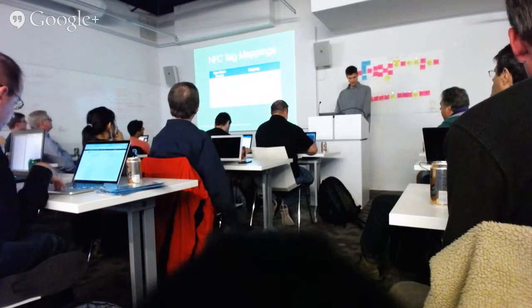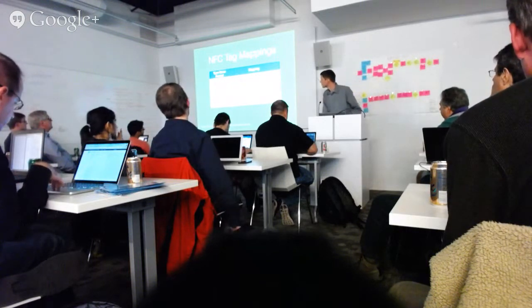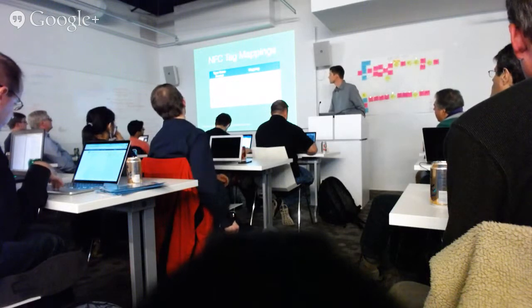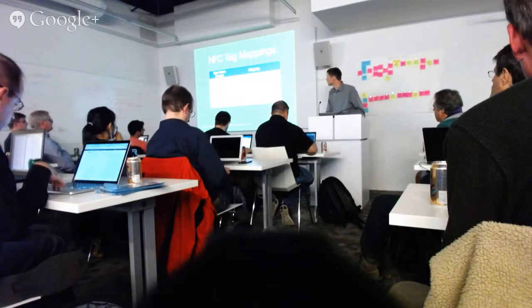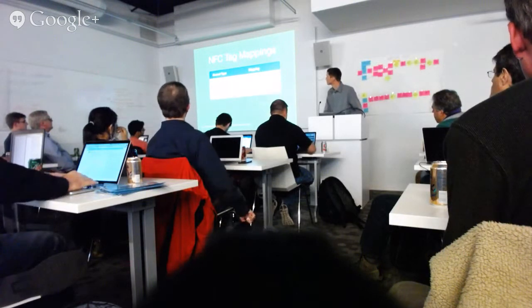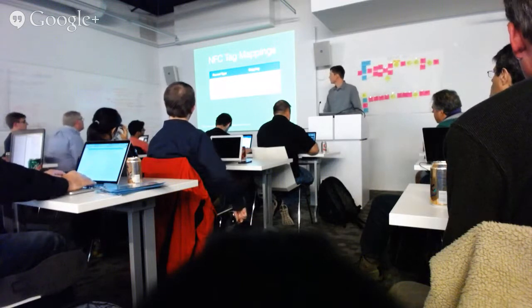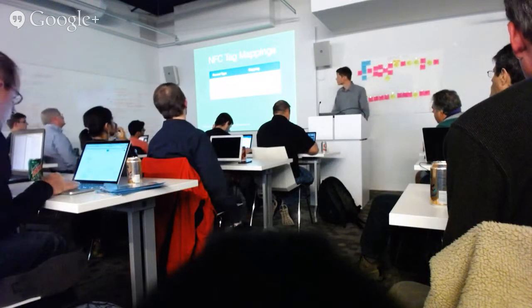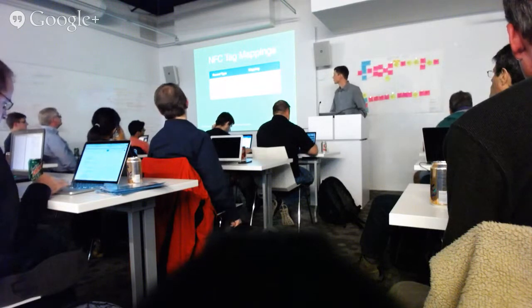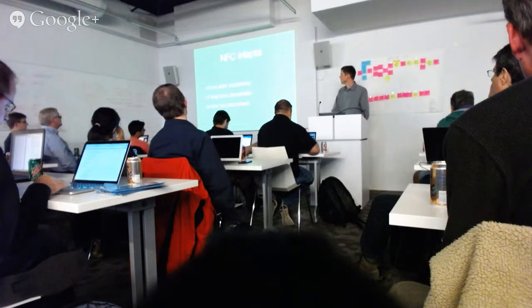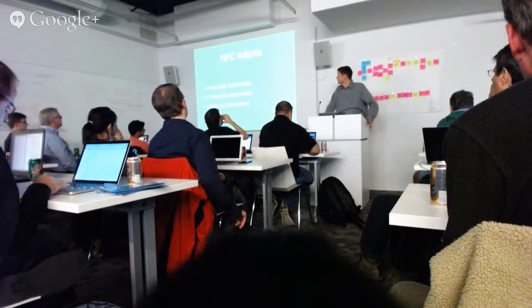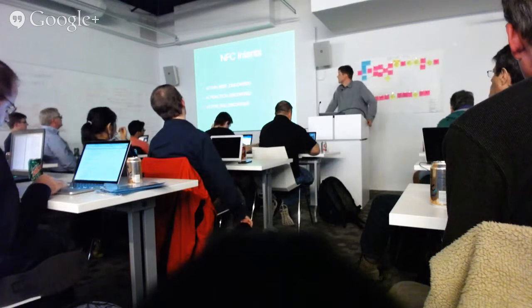So here are the different tag mappings. We are going to focus mainly on TNF external type here and TNF well known. For TNF well known, there are some specific record types. We're most interested in RTD text and RTD URI.